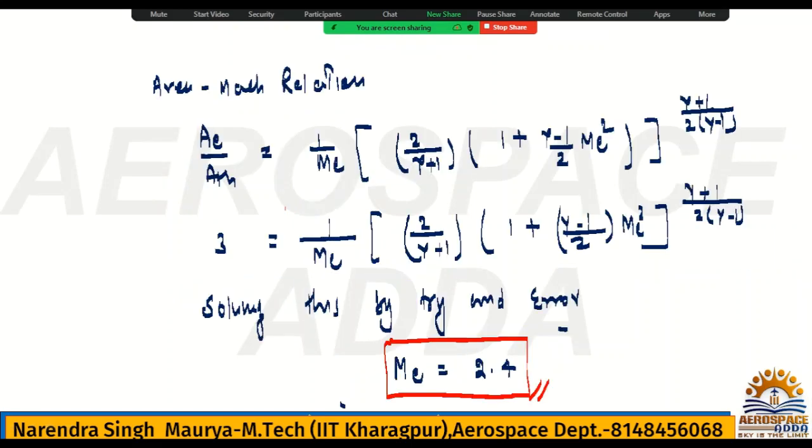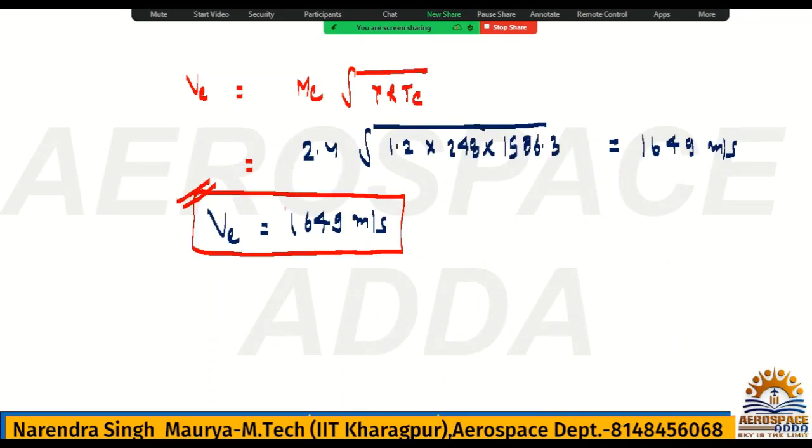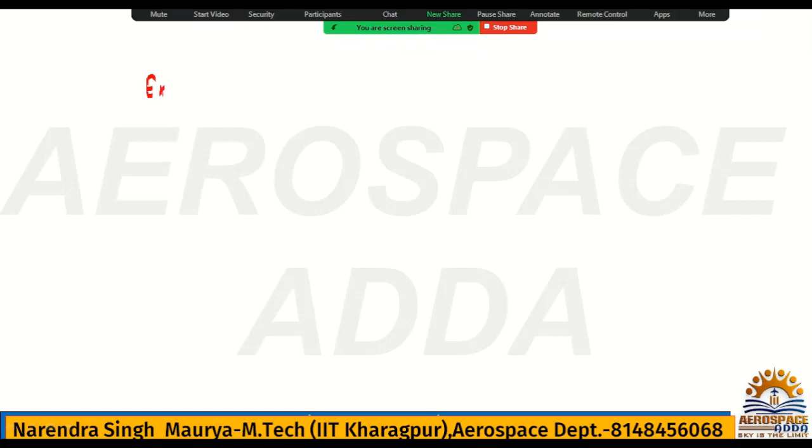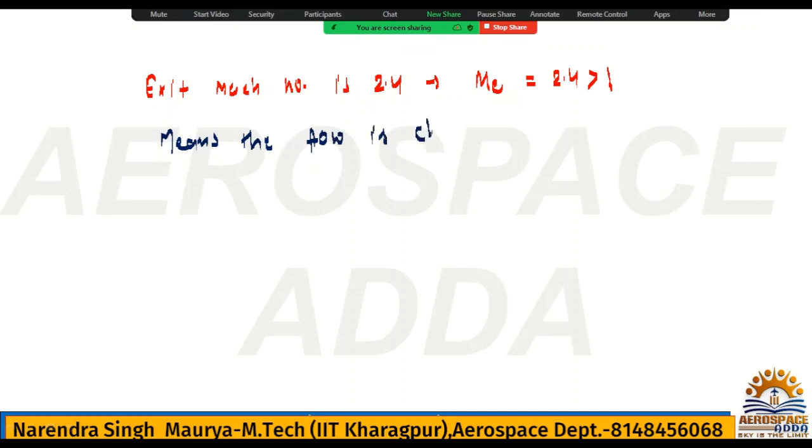Because here the exit Mach number is 2.4, meaning ME is 2.4, which is greater than 1, it means the flow is choked at the throat of the nozzle.